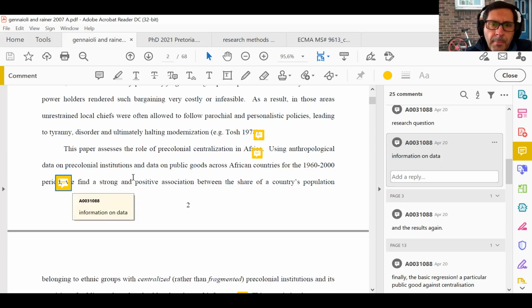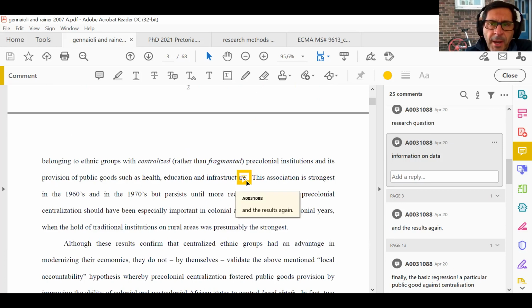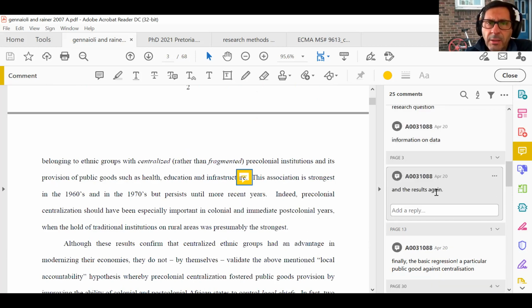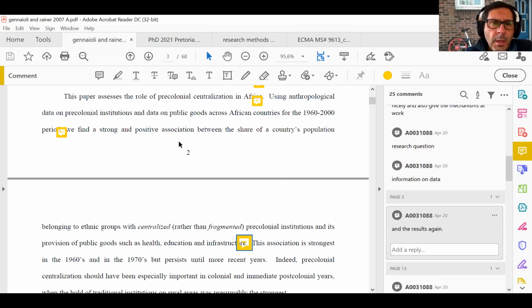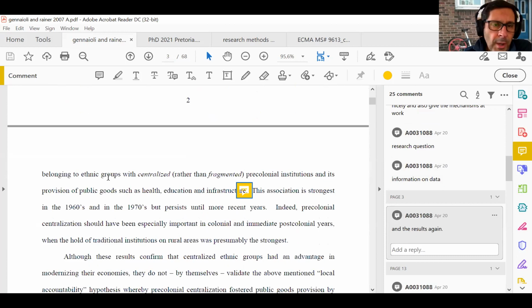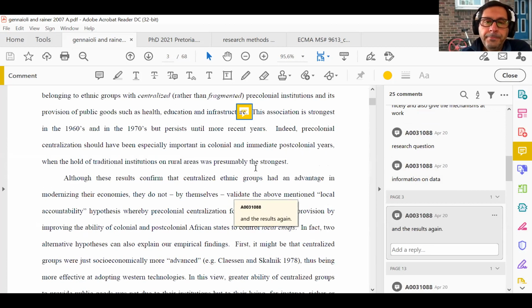And I think here is what they find, the next sentence, and the results again, right? And they find a strong and positive association between the share of a country's population belonging to ethnic groups with centralized rather than fragmented pre-colonial institutions and its provision of public goods such as health, education, and infrastructure, now contemporaneously. Okay.